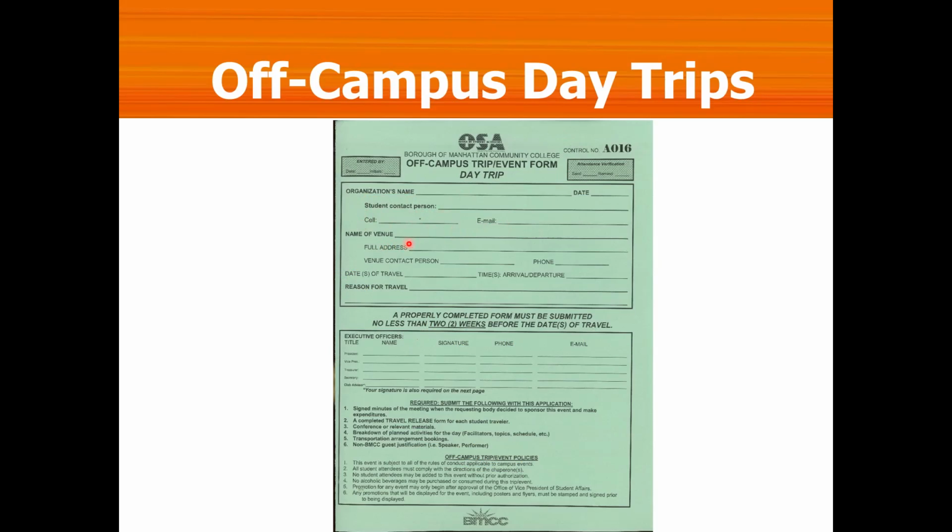The name of the venue is the location that you will be visiting. Please provide the name, the full address, including street, city, state, and zip code, a contact person's name from the venue, as well as their phone number.